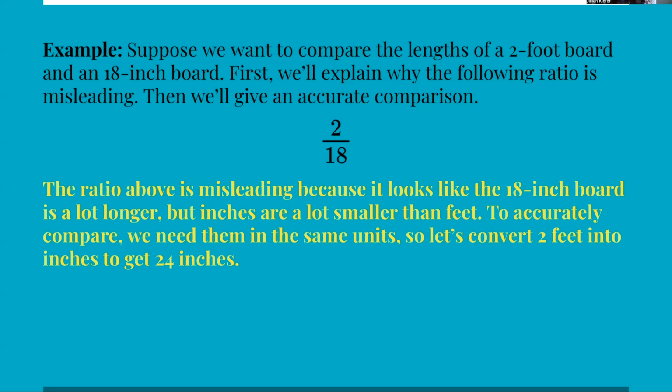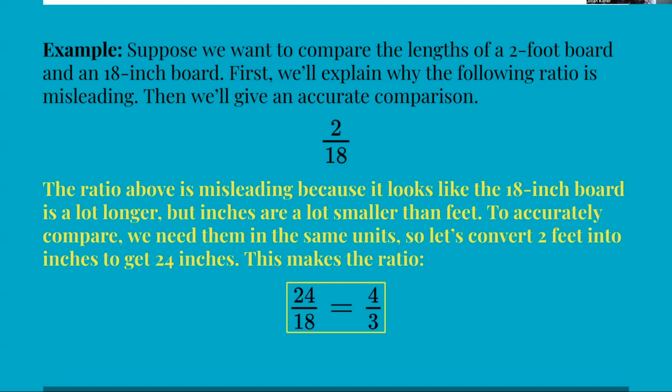So we're going to turn 2 feet into 24 inches. That would make our ratio 24 over 18, which can be reduced down to 4 over 3. So 24 and 18 can both be reduced by 6. 6 times 4 is 24, and 6 times 3 is 18. So you reduce by 6 to get 4 over 3.